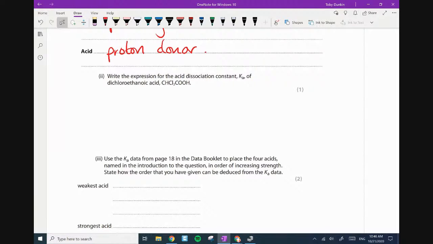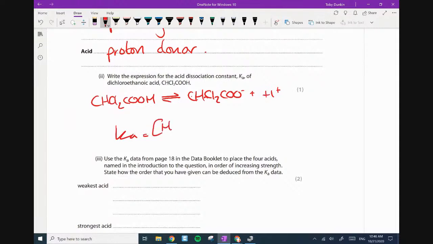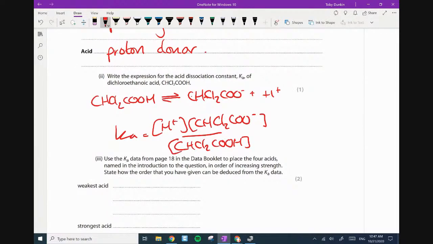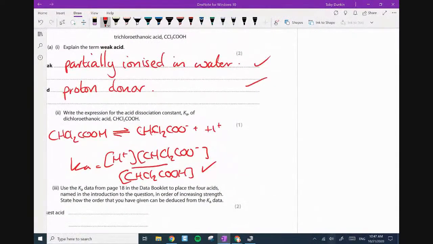Next, write an expression for dichloroethanoic acid. No numbers needed because you can't go anywhere else. So, Ka expression. The equation is CHCl2COOH in equilibrium with CHCl2COO minus plus H plus. You don't need to write this out in the exam, but I'm doing it because it's worthwhile. So my Ka expression is products over reactants: H plus times CHCl2COO minus all over CHCl2COOH. We're done. Tick. 1 mark. 1, 2, 3. Moving on.